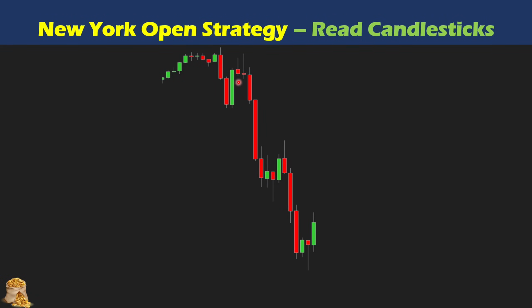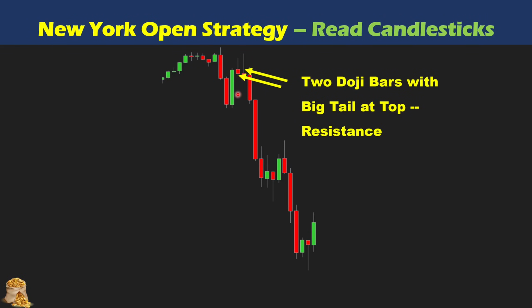Next, what you can see is that these two doji bars here with the tail at the top, that means resistance, and the tail at the top is larger than the tail at the bottom. So this means the downside pressure.